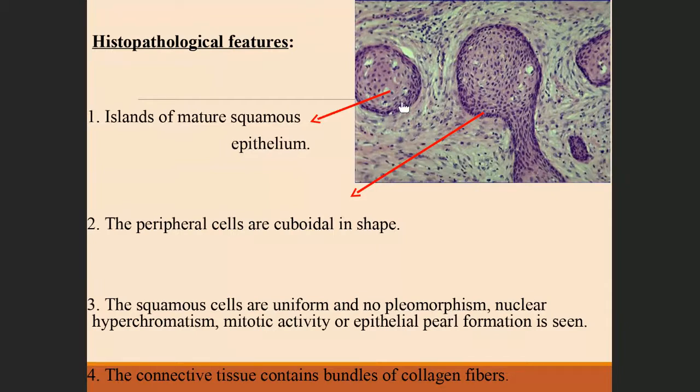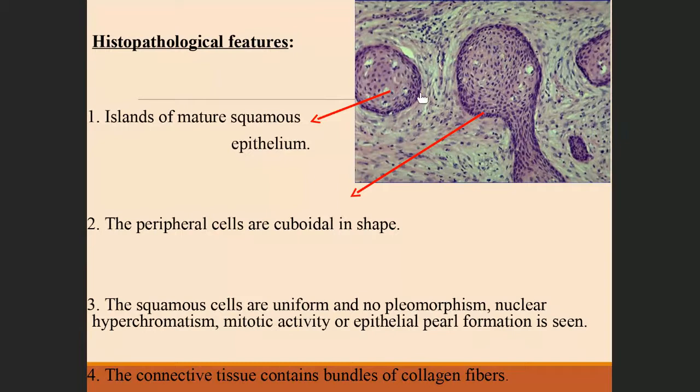Here you can see islands, just like how you saw in ameloblastoma and all. You can see these islands. These islands are made up of mature squamous cells. Now see carefully, you can see the squamous cells. You know how the squamous cells appear, right? They are polygonal shape and you can find keratin. So you can see such cells.